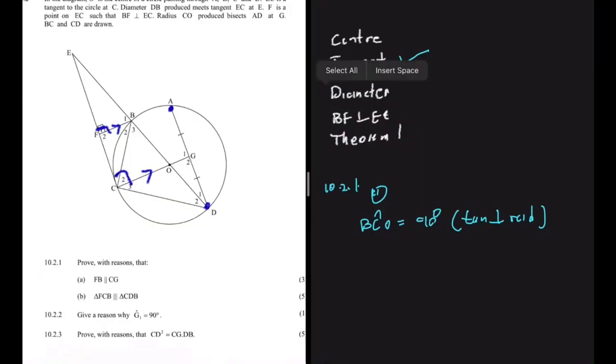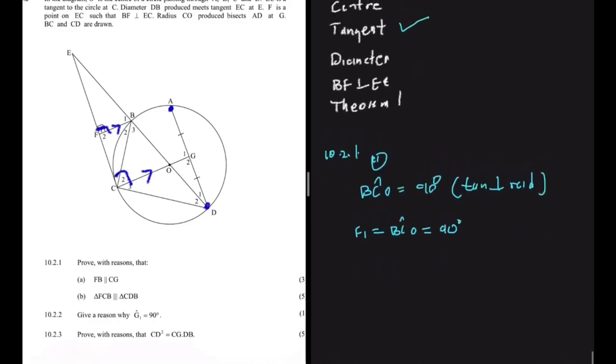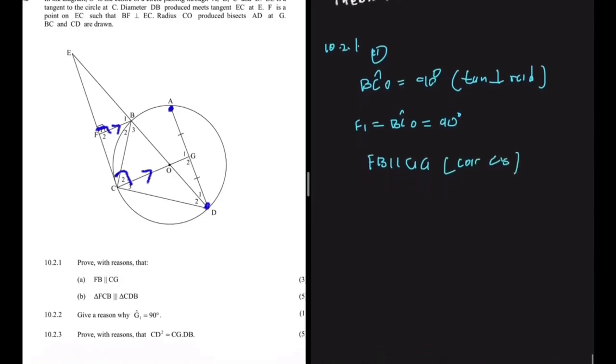So you can see now that we have two corresponding angles. So the two lines must be parallel to each other. So right now we're going to say that F1 is equal to angle BCO because they are all equal to 90 degrees. As a consequence, we can conclude and say that FB is parallel to CG as we have corresponding angles.